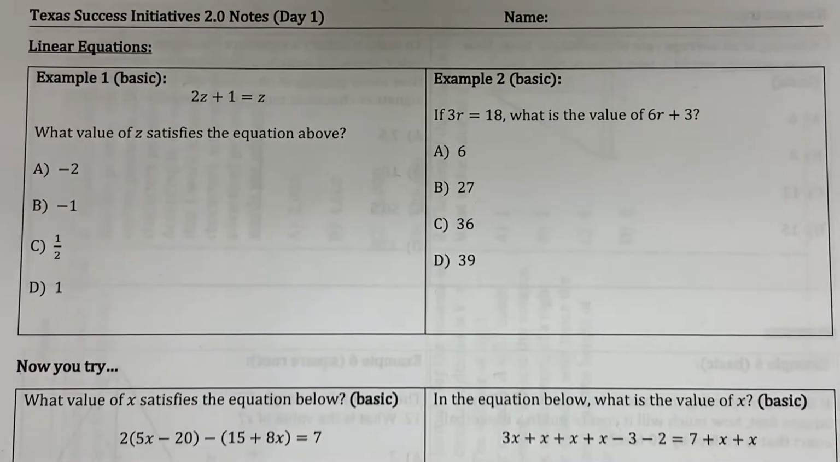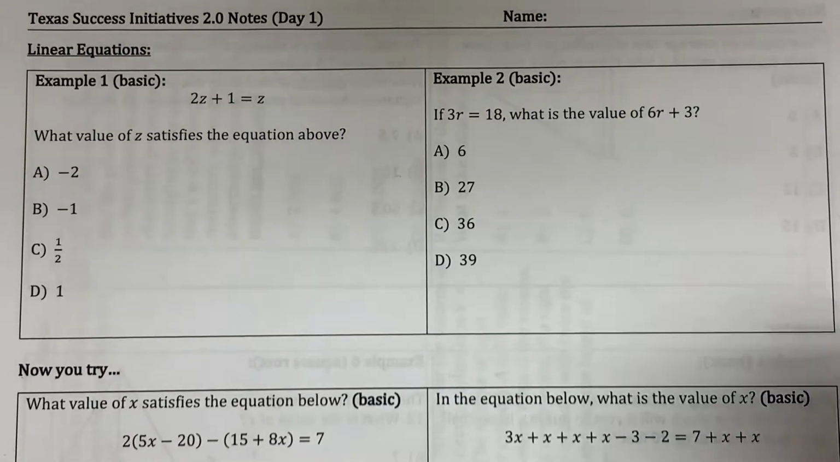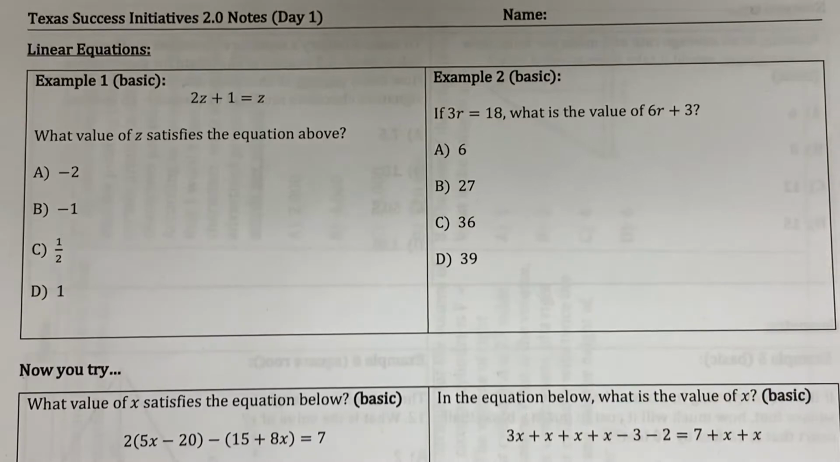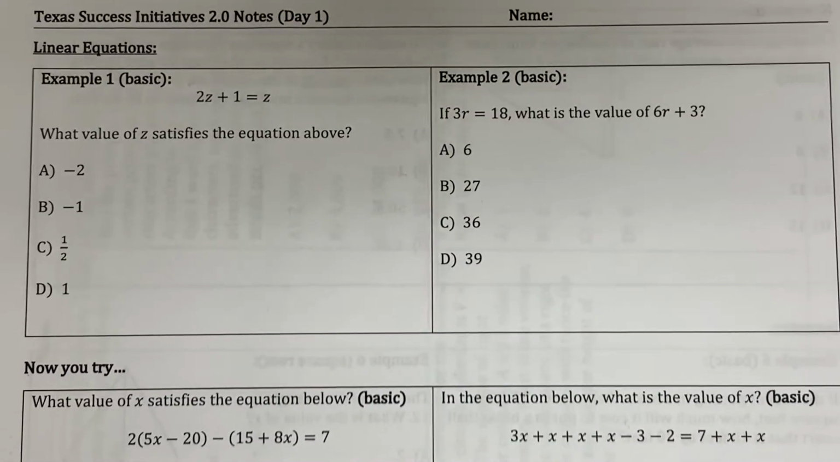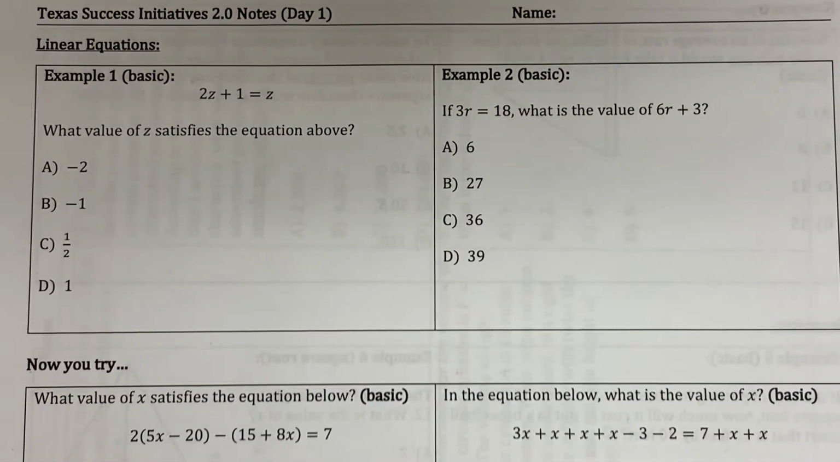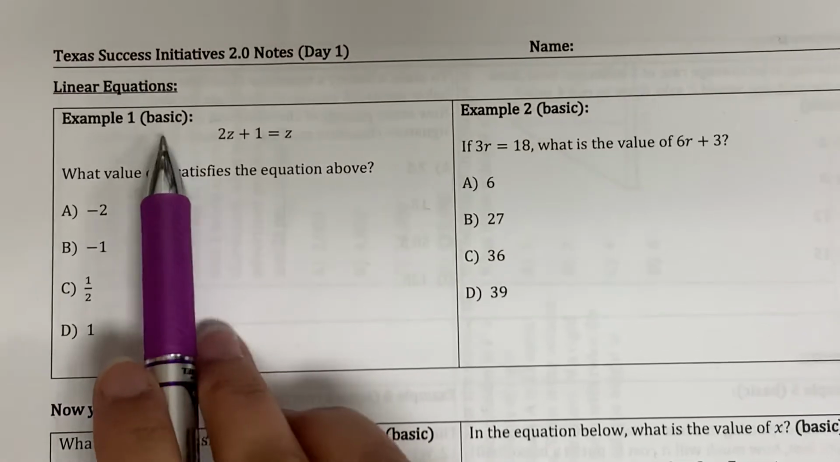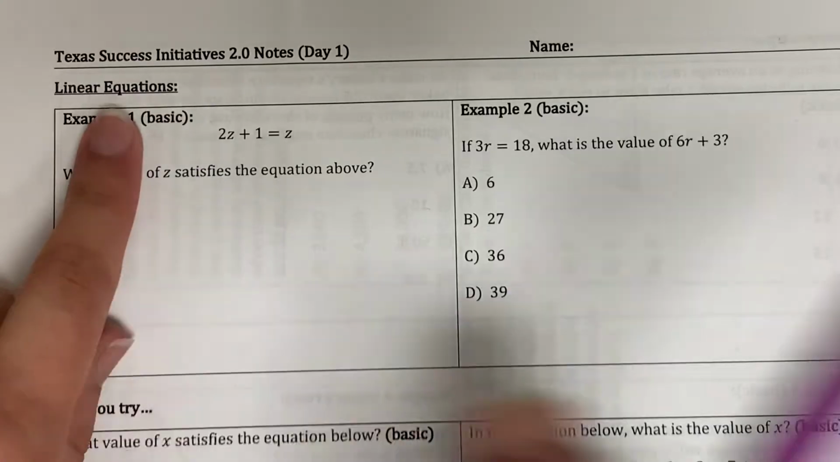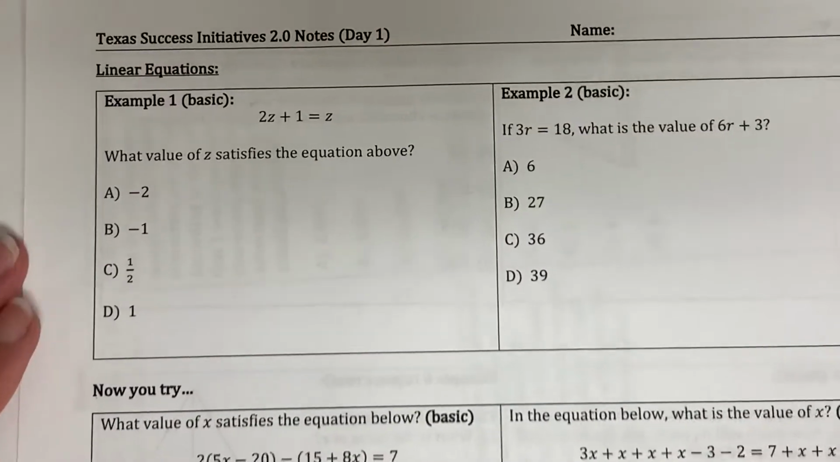Today you are working on the TSIA Notes, Texas Success Initiative. It's pretty simple. You just have to think about it. I'm not going to be using the calculator, but the word in the parentheses tells you what kind of calculator you're allowed. So if it says basic, you have this practice sheet with you as well.